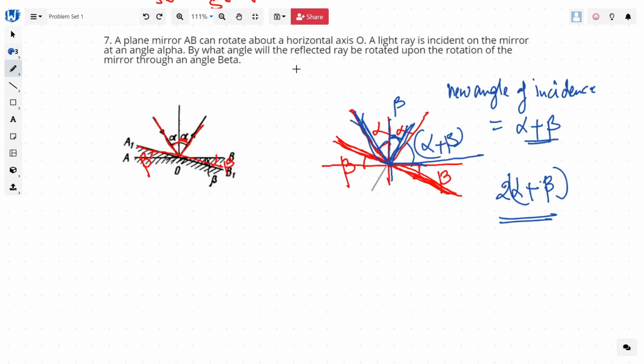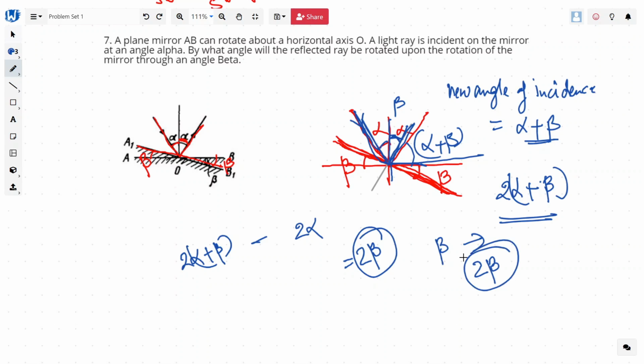So we need to find by what angle the reflected ray will be rotated. So initially it was just going 2 alpha, and now it will rotate by double of that basically. So we're going to say it will rotate by 2 beta. So if you rotate the mirror by an angle beta, basically the reflected ray will rotate by double of that, 2 beta. So that's our answer.